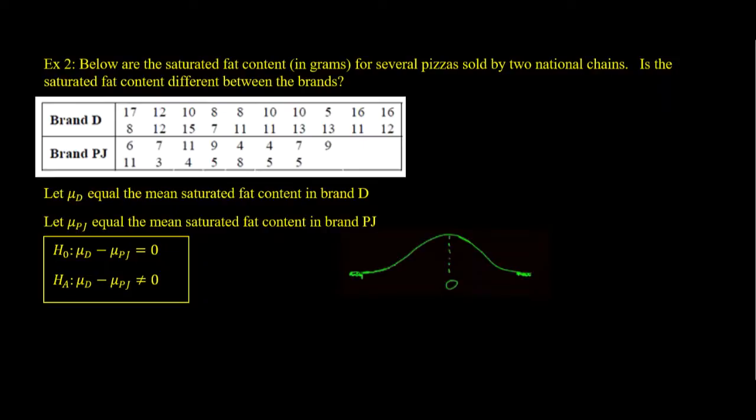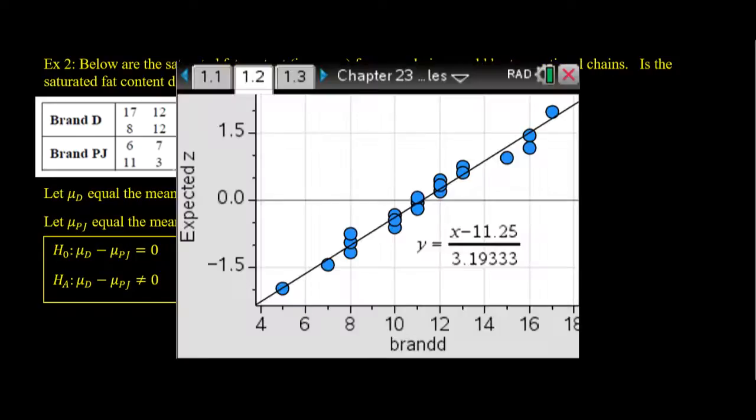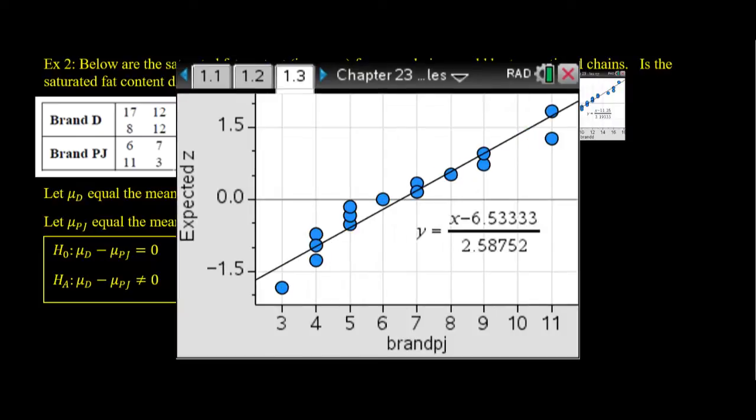Assuming it is normal, so we need to check our conditions first. Let's look at the normal probability plot for brand D. If you notice, it's very straight, fits the line well. For brand PJ, same thing. It's pretty straight, pretty linear. The points are close to the line. It looks good. No real pattern there.